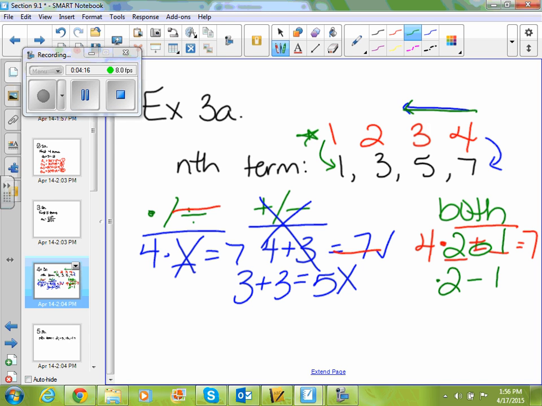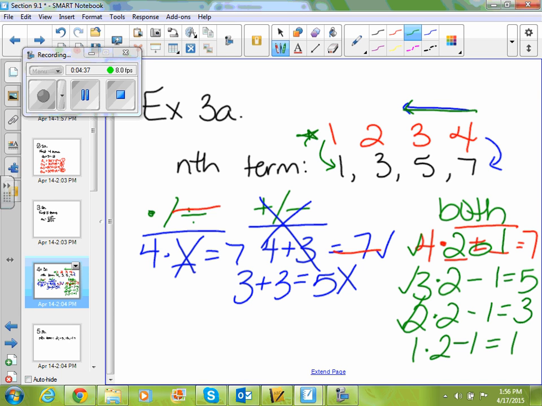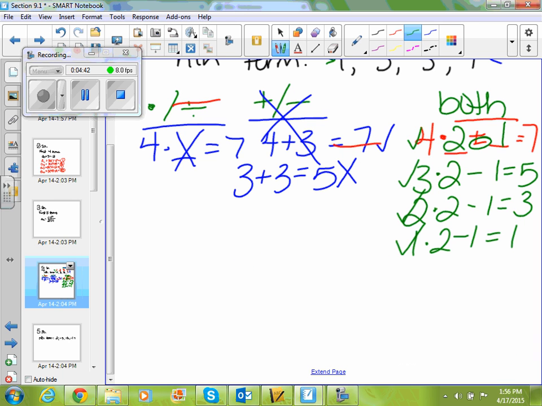So if I work backwards and check 3, does 3 times 2 minus 1 equal 5? Yep. Okay. So if I check 2, does 2 times 2 minus 1 equal 3? Okay. And lastly, 1 times 2 minus 1 equals 1. Is that true? Yeah. Okay, so I know my pattern is times 2 minus 1. So that tells me that then my nth term, a sub n, is going to equal 2 times n, whatever my n value is, minus 1.